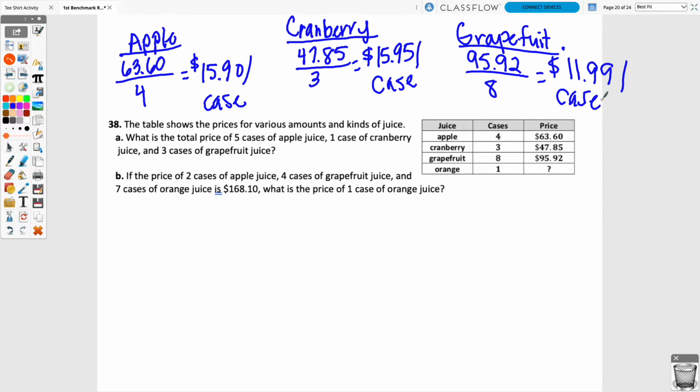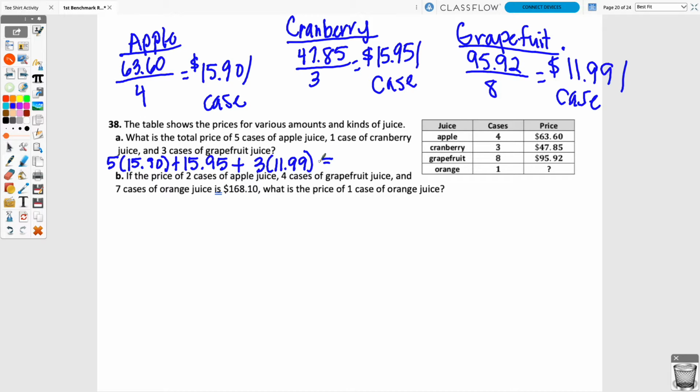Now I should know enough information to figure out that total price they wanted us to find. So 5 cases of apple juice, that means I'm going to take this $15.90 and do what with it? Multiply it by 5. So 5 times $15.90. And then I'm also getting 1 case of cranberry juice, so that's going to be $15.95. And then I'm also getting 3 cases of grapefruit juice. So I'm going to take this $11.99 and multiply it by 3.